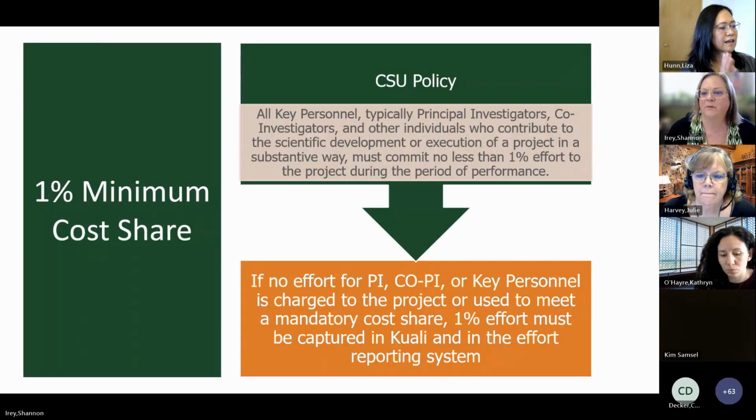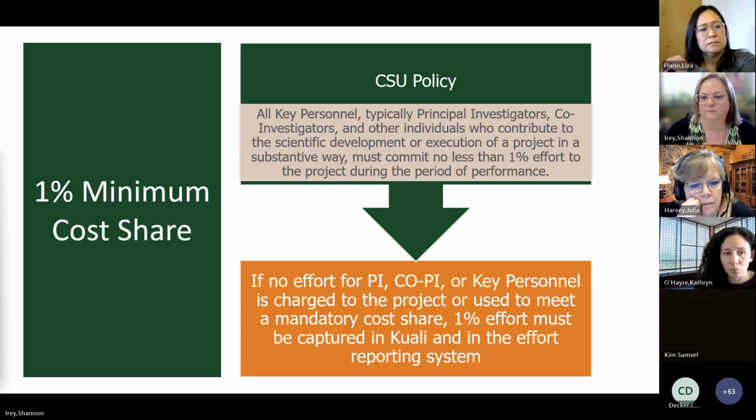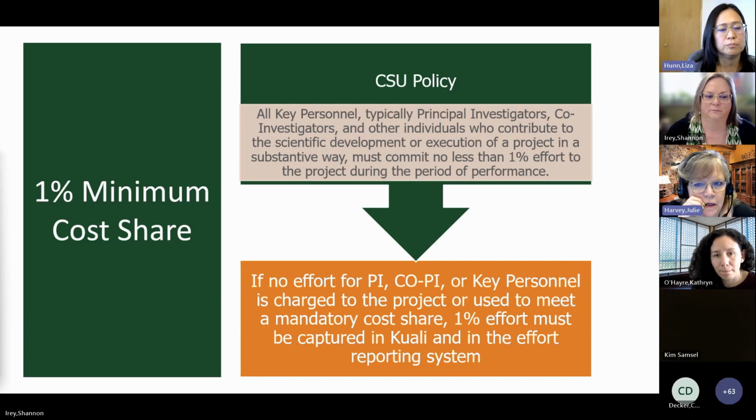Moving on. 1% minimum cost share. I think I mentioned this earlier. All key personnel need to have a minimum of 1%, which is 0.12 month, assuming a 12-month budget period, in each budget period of the project. If for some reason you're not requesting it from the sponsor, then it's cost shared, but hopefully you can do 1% unless somehow it's not allowable. Then I get it. Then you don't put it on.